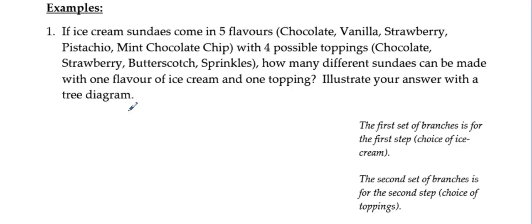When you make a tree diagram, it's important to define your two tasks. Our first task is choosing the flavor of ice cream. In this case, there are 5 different outcomes. So that is the value of m. The value of m determines how many branches there are in the first set. So because there are 5 different flavors, we will start with 5 branches.